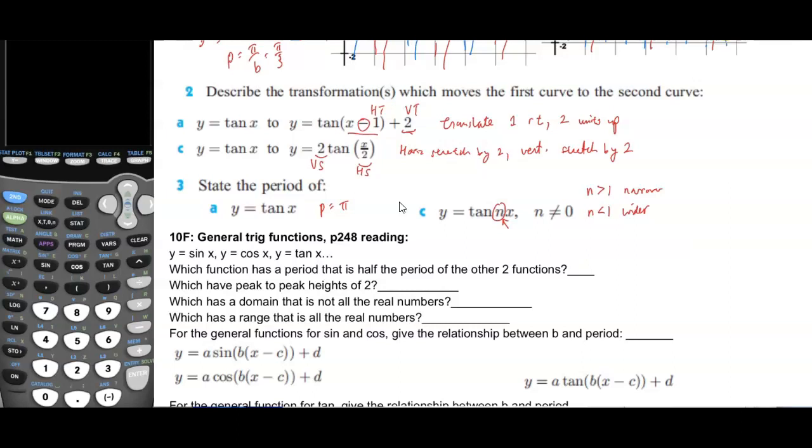Well, remember, n would be b, so the period would be equal to pi over b, and in this case, it's pi over n. Okay? So that's why when n gets bigger, the period gets smaller, and vice versa.